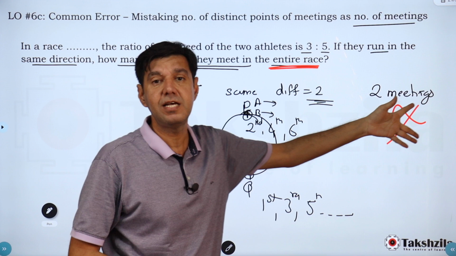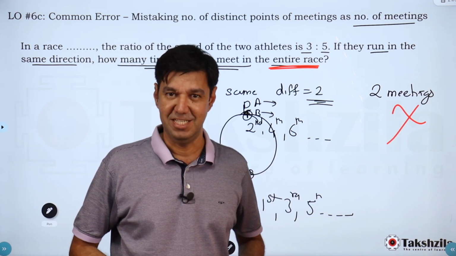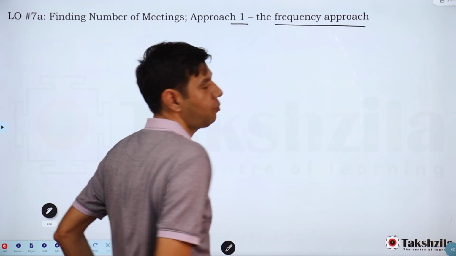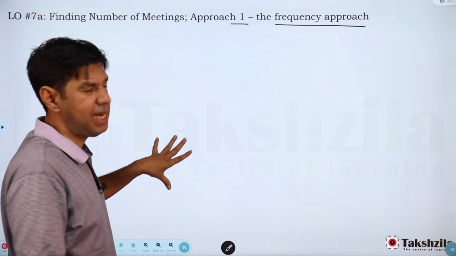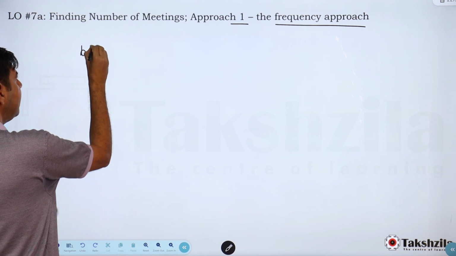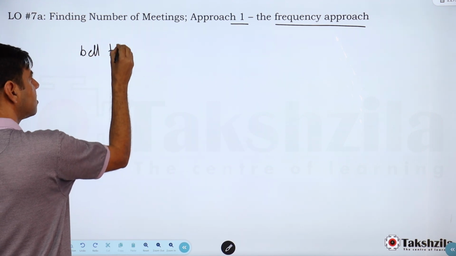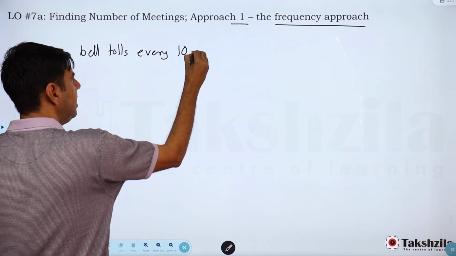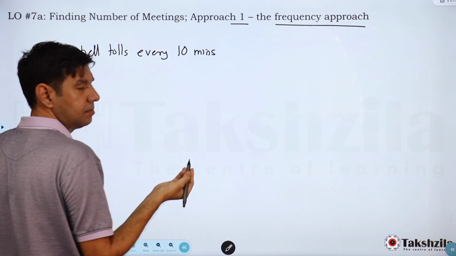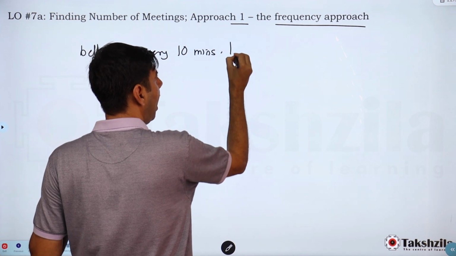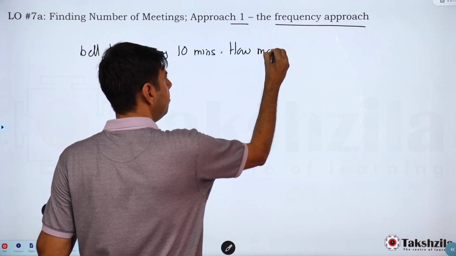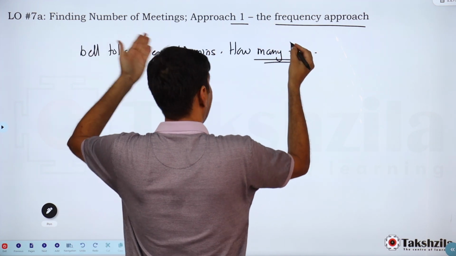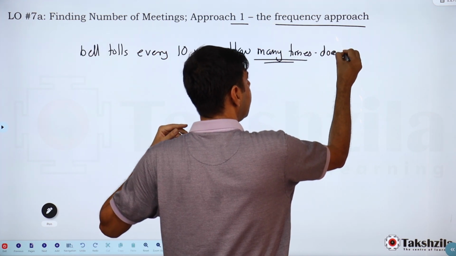Then how do we find the number of meetings? That is our last agenda. There are 2 ways to find the number of meetings. The first one is the frequency approach. And this is a simple approach where, if I say a bell tolls every 10 minutes, and then I ask you how many times, this is like how many times a meeting happens. How many times does it toll?